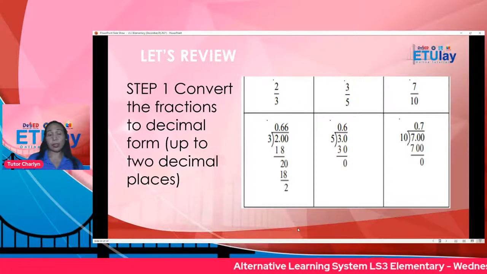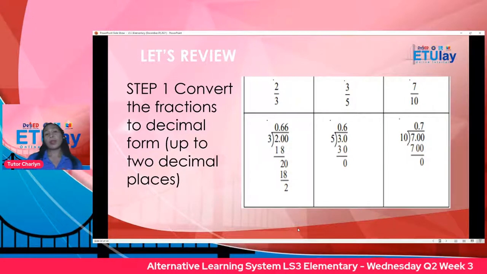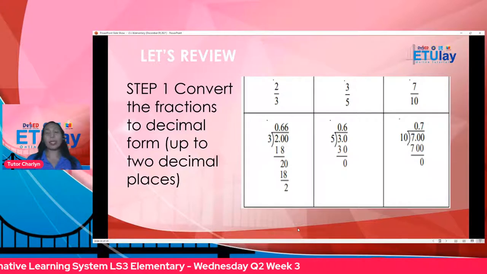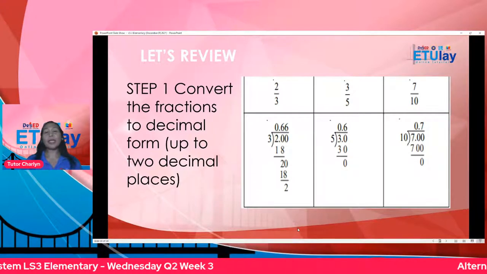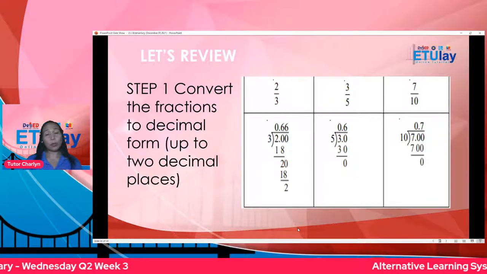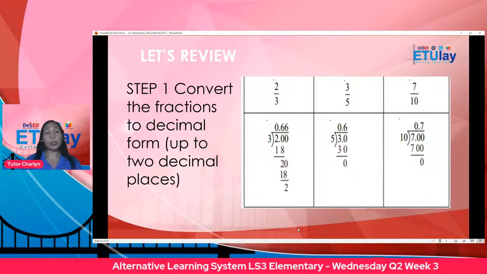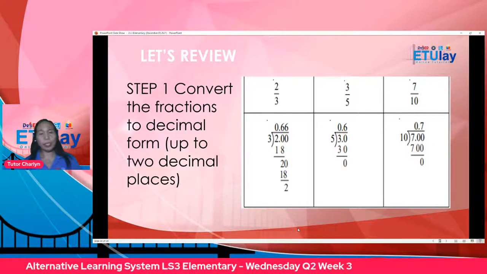Bring down another 0 or add another 0. Then, we got 20. Again, divide by 3, we got 6. And if we multiply, we got 18. And if we subtract, we got 2. So, ganun pa ulit-ulit na lang po yung division process natin. So, we just stick to 0.66 up to 2 decimal places.